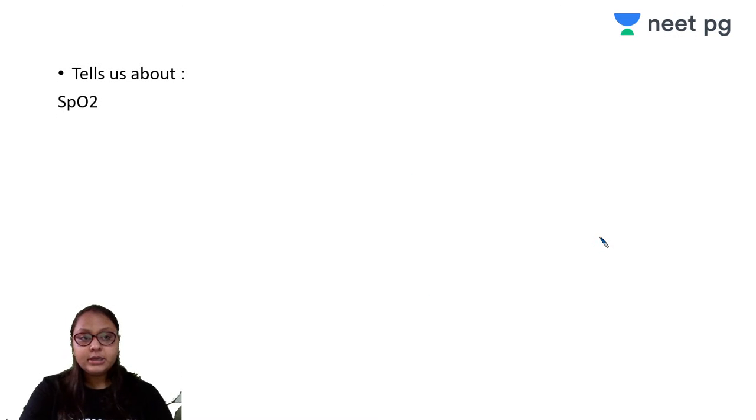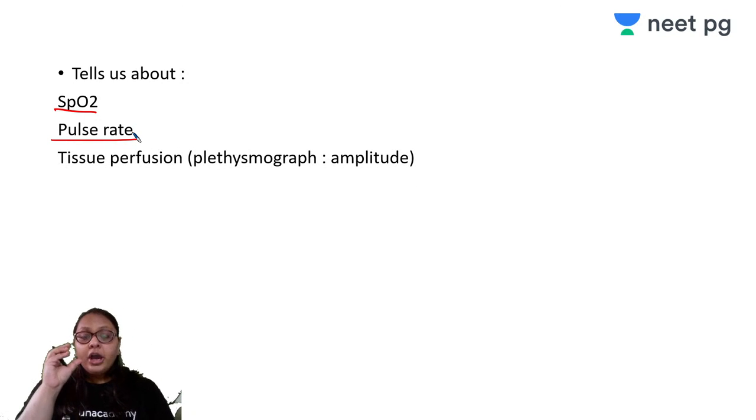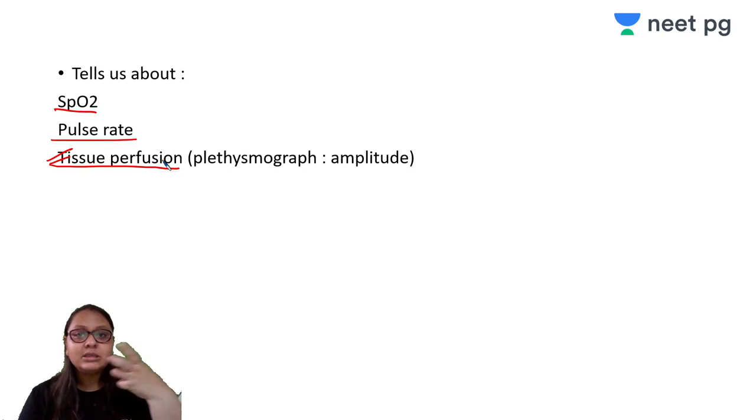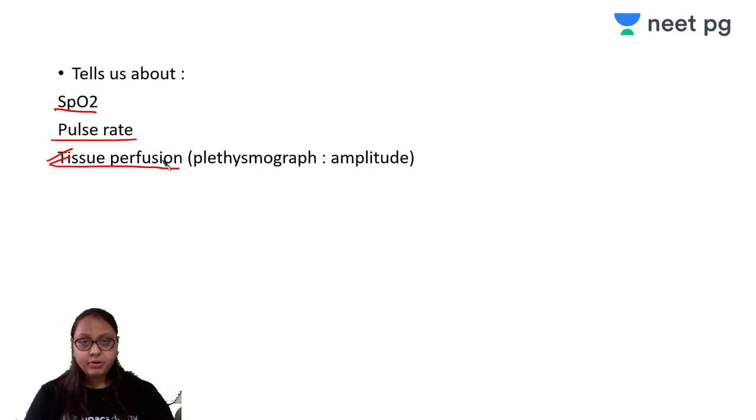So what does it tell us about? It tells us about the SpO2, that is how much oxygen is bound to the hemoglobin. It tells us about the pulse rate. Then it also tells us if the tissue is perfused or not. It is not that the blood supplied to the tissue is less. So it also gives us a clue about the tissue perfusion.